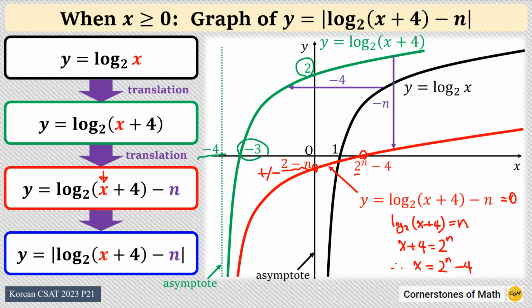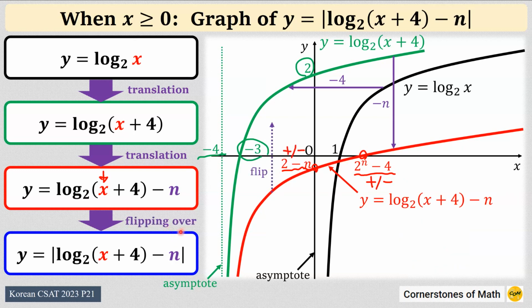So it is 2 to the n minus 4, which can be either positive or negative. Now the final step, flipping over the x-axis. Then we have this graph. But of course, you know by now that this specific graph shown here is only the specific case. We have to investigate how the graph changes when the value of n changes.